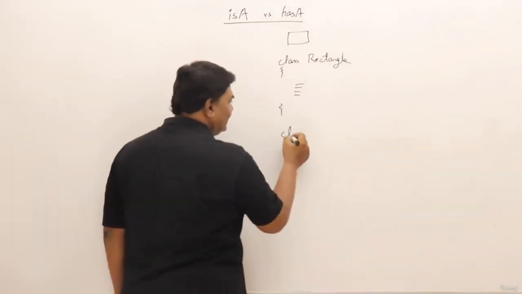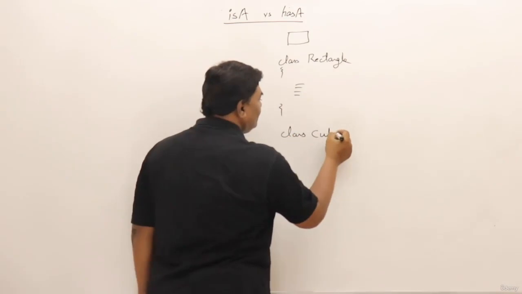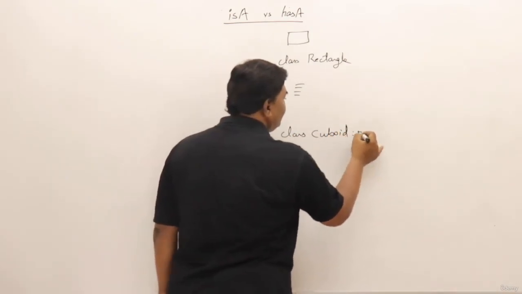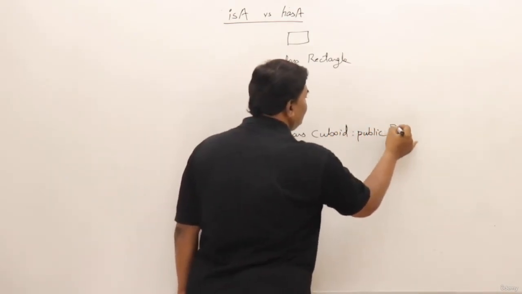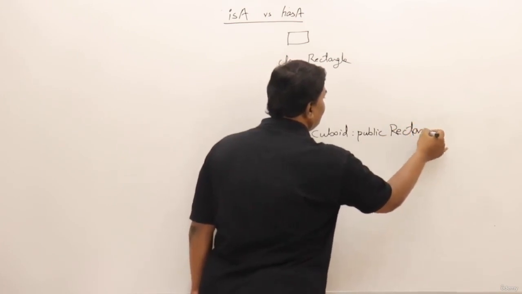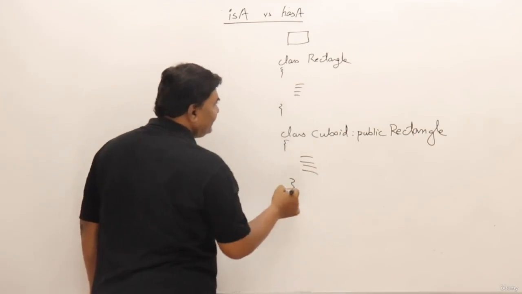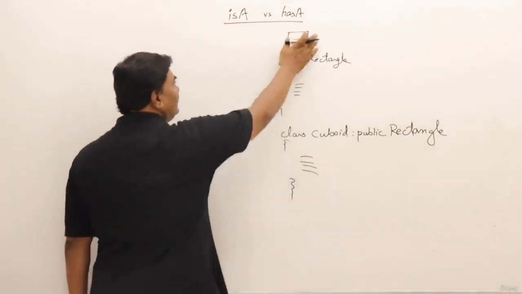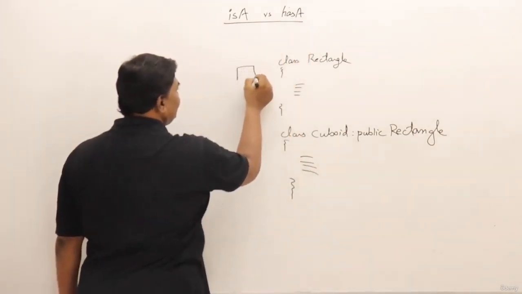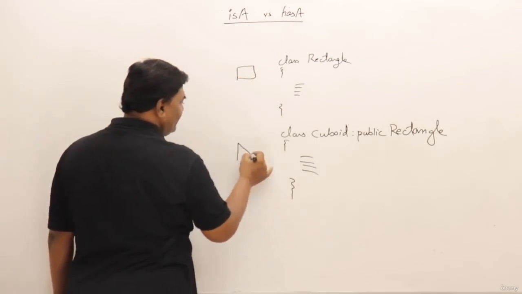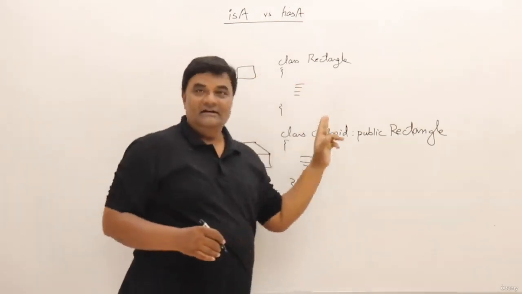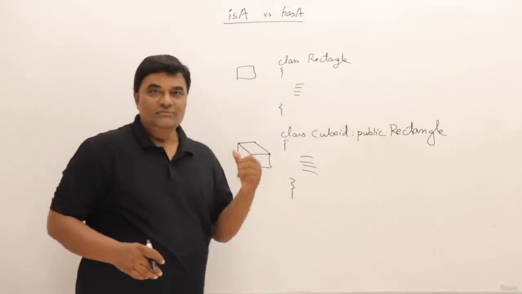Next I have a class called cuboid. We already wrote this, which is inheriting from rectangle. And it has some members inside. So I'll draw this one. This is a rectangle and this is cuboid.